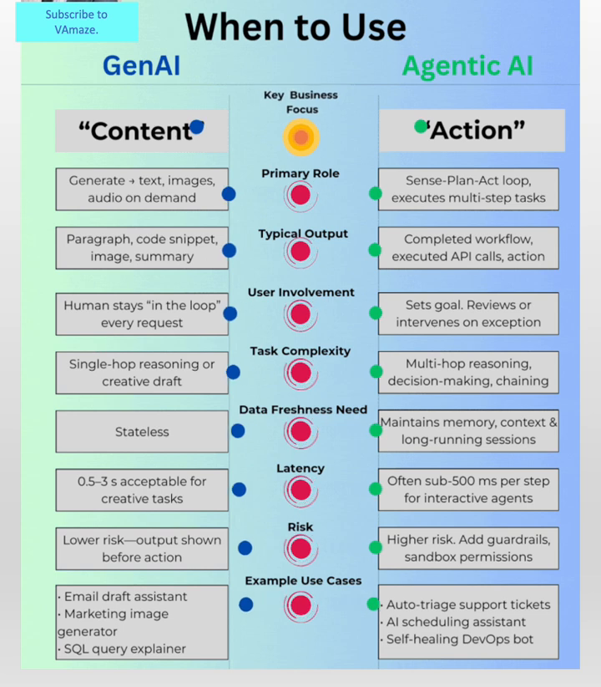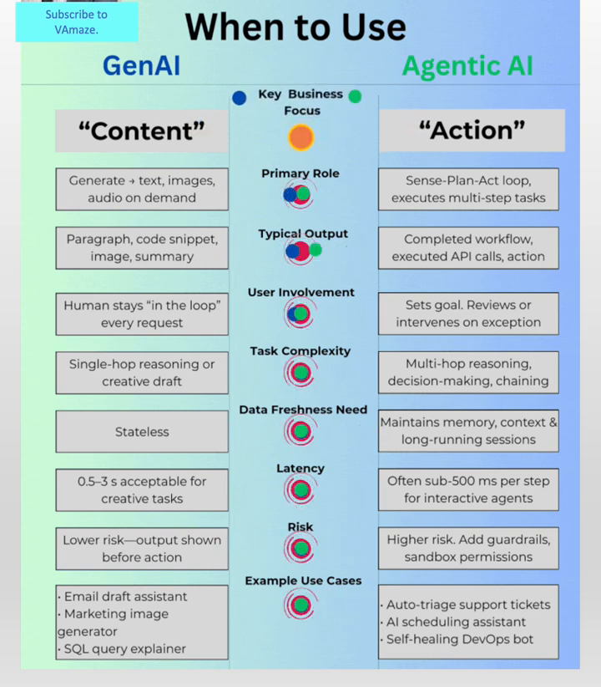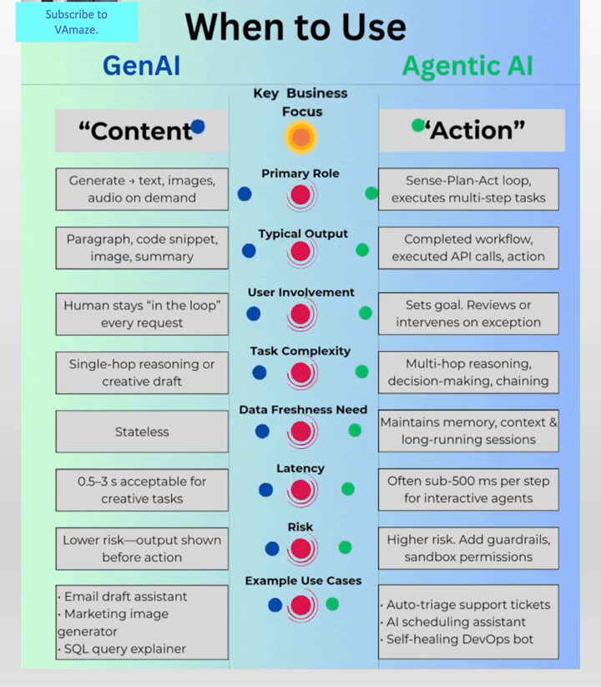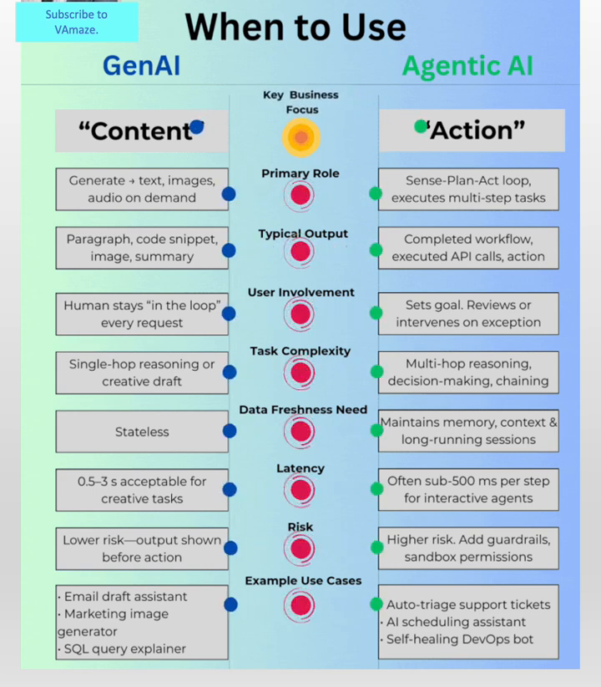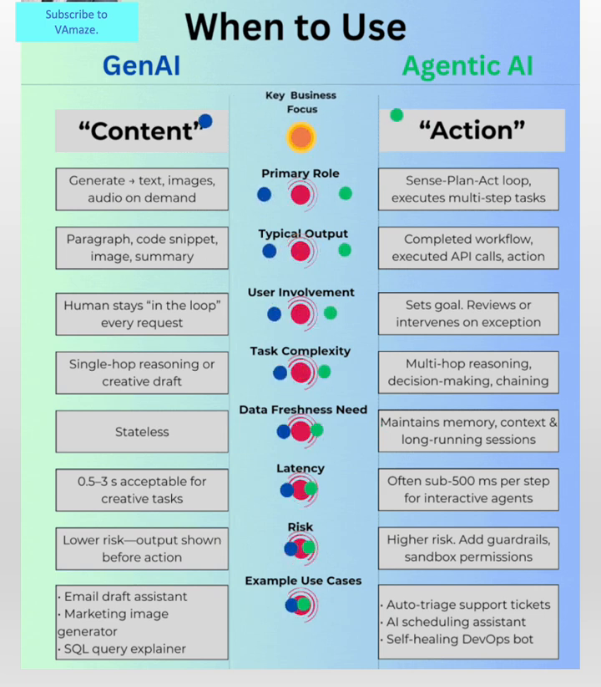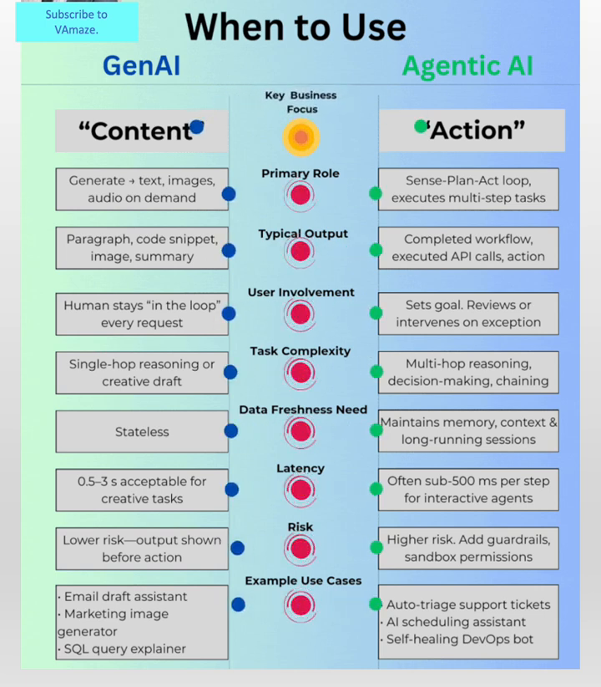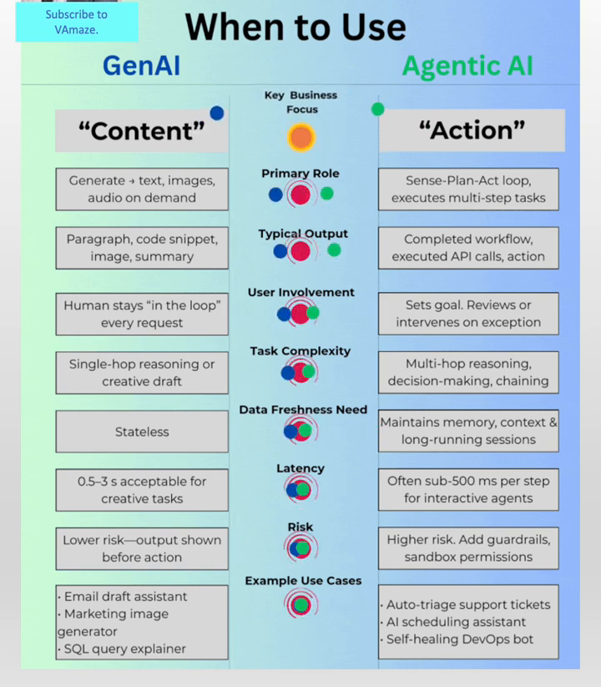Implementation considerations. Data freshness requirements. GenAI systems can often work with relatively static training data, as they're primarily focused on generating content based on learned patterns. Agentic AI systems, however, often require fresh, real-time data to make informed decisions about current conditions and execute appropriate actions. Business focus alignment. The choice between GenAI and Agentic AI should align with your key business focus. If your primary goal is enhancing content creation, communication, or creative processes, GenAI provides immediate value. If your focus is on operational efficiency, automation, and autonomous task execution, Agentic AI offers transformative potential.